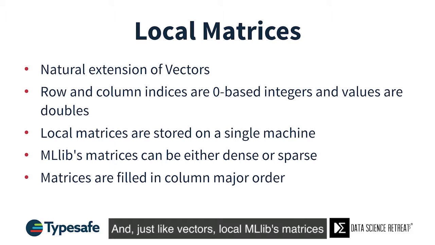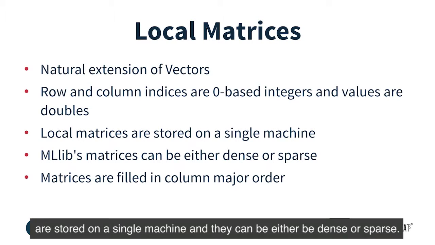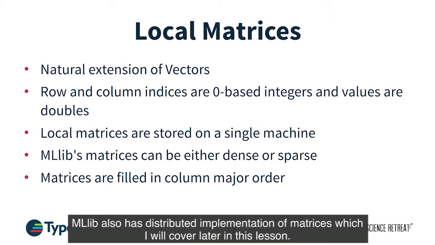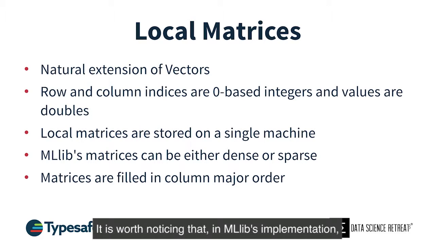And just like vectors, local MLlib matrices are stored on a single machine and they can either be dense or sparse. MLlib also has distributed implementation of matrices, which I will cover later in this lesson. It is worth noticing that in MLlib's implementation, matrices are always filled in column major order.